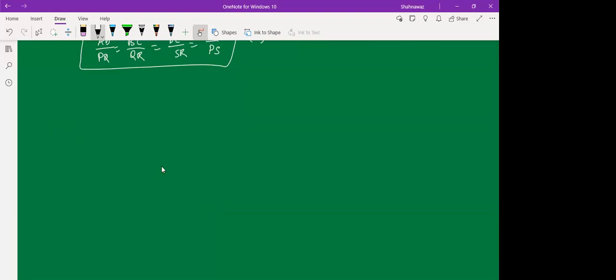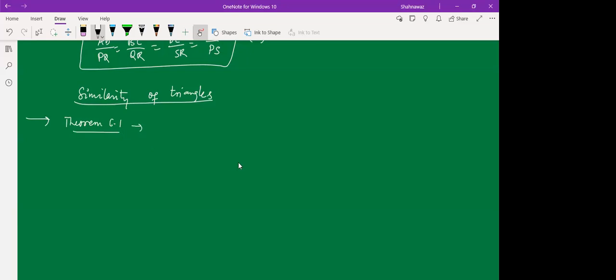In the second exercise, Rizwan and Talha, you guys also listen. In the second exercise, we learned two things. This was about similarity of triangles.